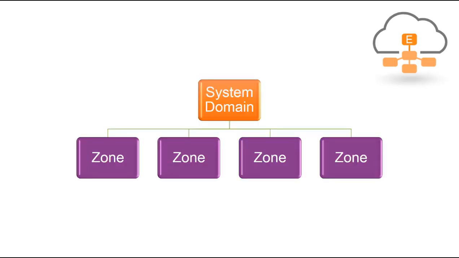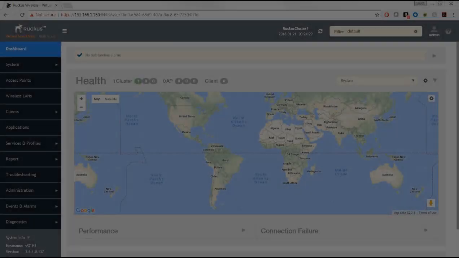On an Essentials controller, there's only the system domain. This is the single administrative boundary on your controller. You can provide administrative access with different levels of rights to administrators who perform tasks within your domain. You will learn how to do this later in this demonstration. As with high scale, you can create zones.